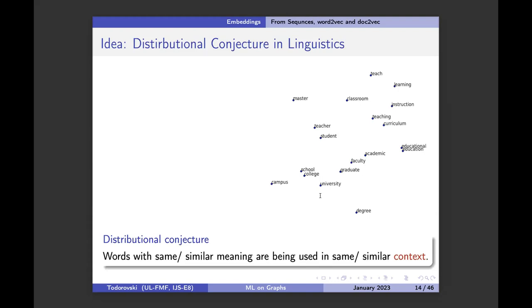Now, the first idea, which appeared in about 2013, was actually a very old idea from the 60s, and it's called a distributional conjecture in linguistics, okay? So I'm not into linguistics, obviously, but I know the general idea of the distributional conjecture. It says that the words with a similar meaning are being used in a similar context, or even in the same context, okay? So that means if you write a sentence, usually you can change a single word with the synonym in that particular context. And if you use that, synonyms are being used in similar sentences, right?